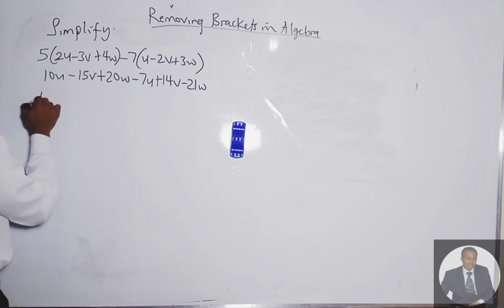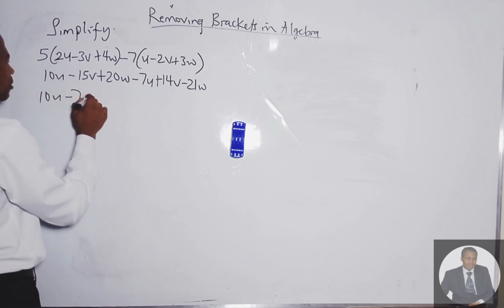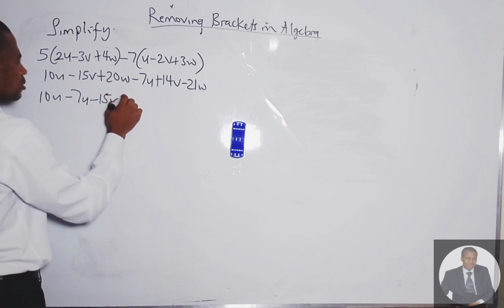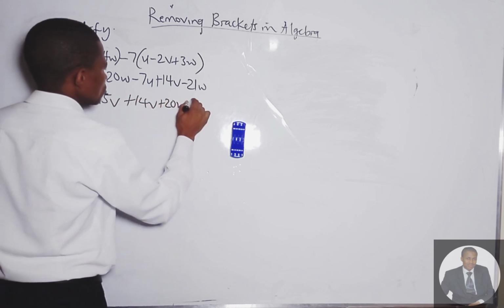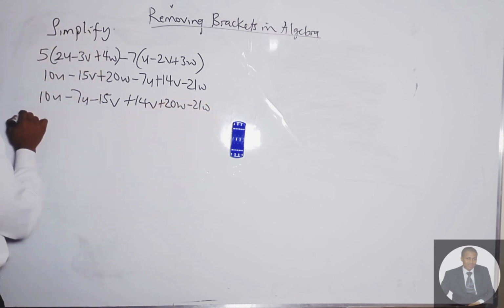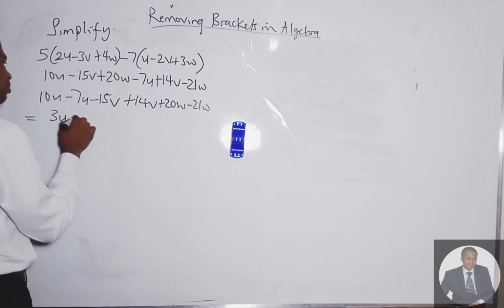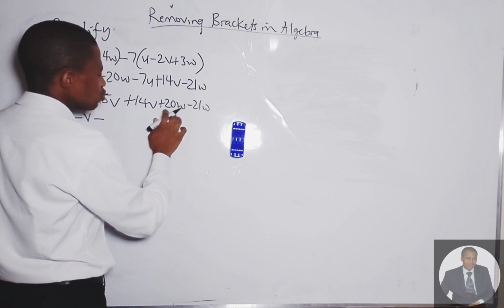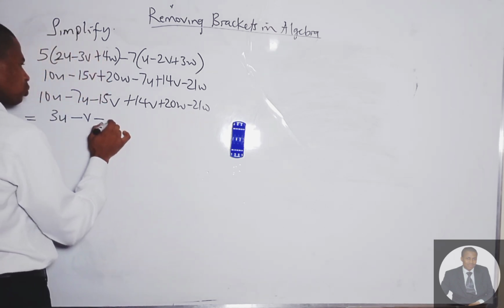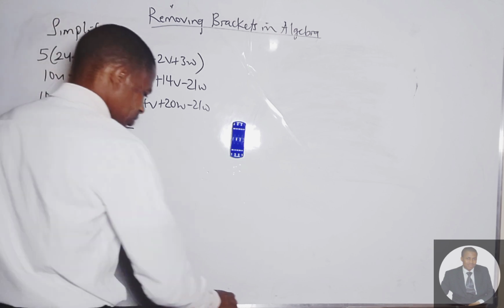We collect like terms. You have 10u, any other u here, minus 7u, then we have minus 15v plus 14v, plus 20w minus 21w. 10u minus 7u will give us 3u, minus 15v plus 14v will give us minus v, then 20w minus 21w will give us minus w. This becomes our answer right away.